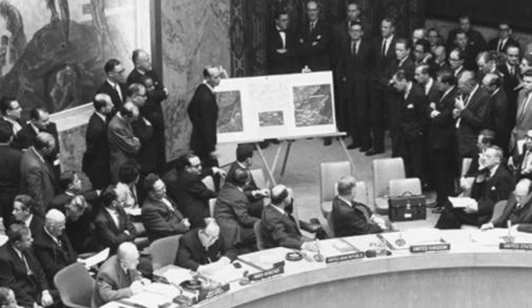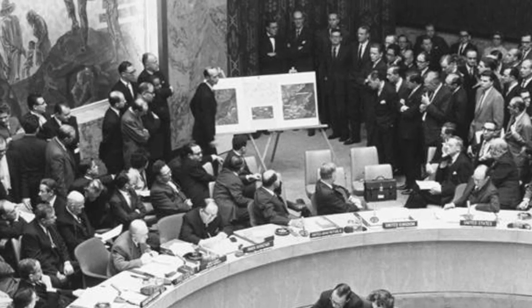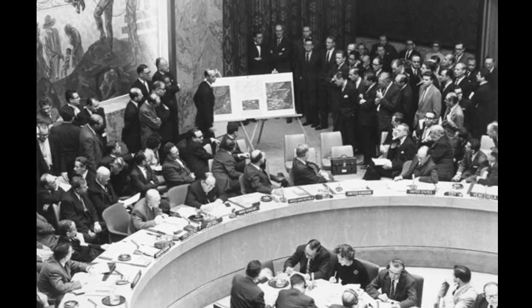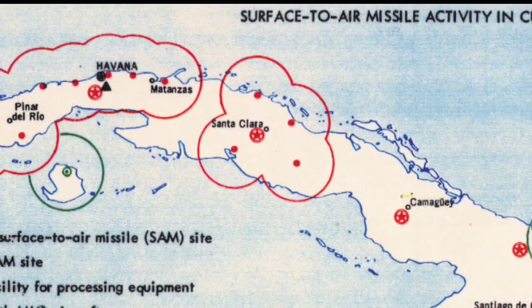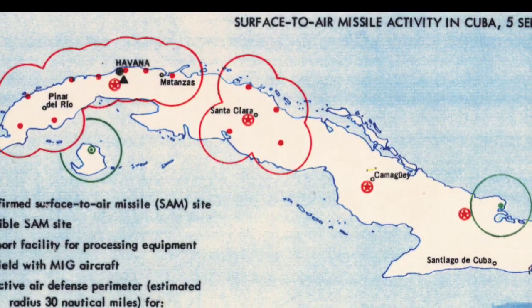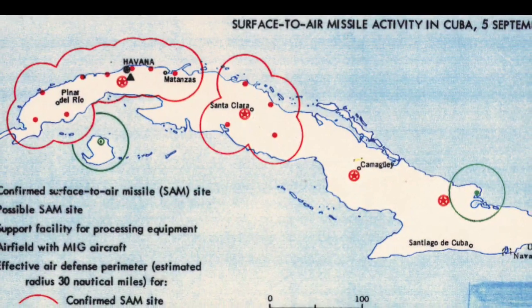Tense diplomatic negotiations. The world held its breath as the United States and the Soviet Union engaged in intense diplomatic negotiations. Behind the scenes, Kennedy and Soviet Premier Nikita Khrushchev communicated through letters and secret channels, trying to find a peaceful resolution to the crisis.